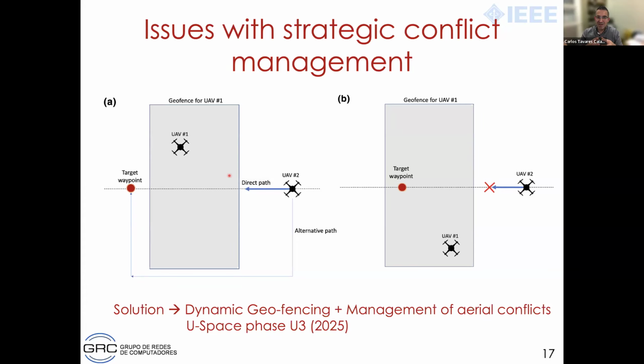And that is not very practical, because then if you have a UAV and it wants to cross that area, it will be forbidden. So maybe it has to take a big alternative path. Maybe you don't have enough battery to do that. Or directly the target waypoint where you must land, for example, is inside the geofenced area. So in order to address this problem, what they call dynamic geofencing plus management of aerial conflicts is what is being envisioned for this year in EU Space Phase 3.